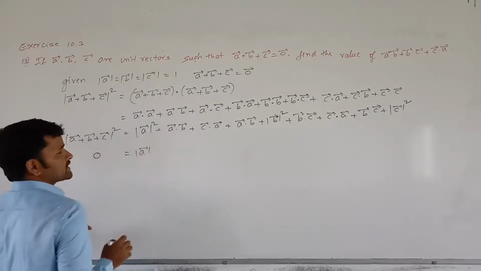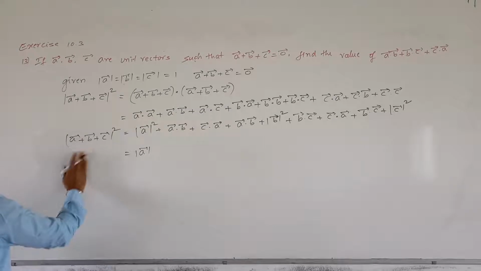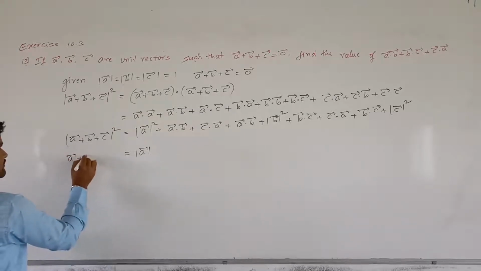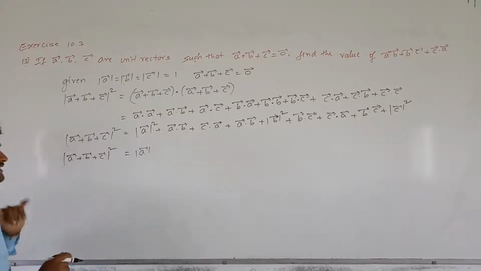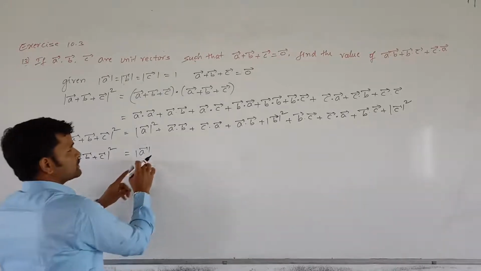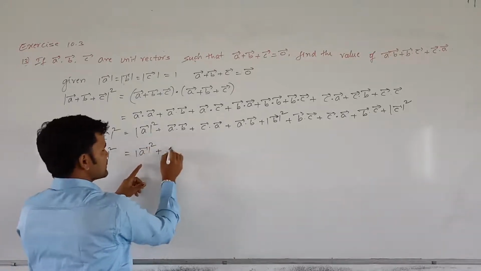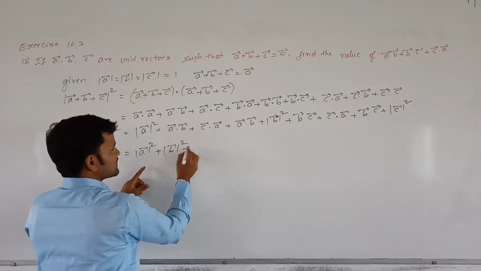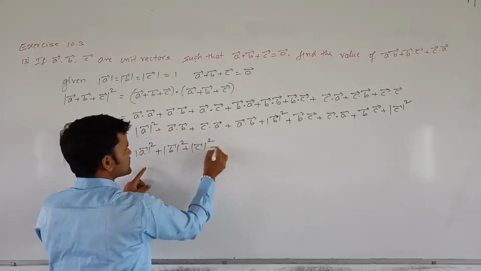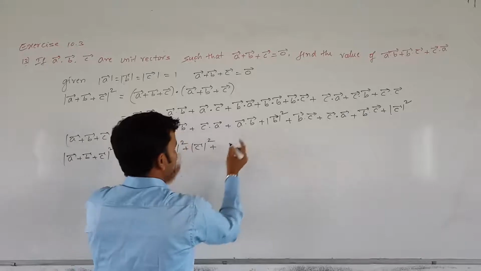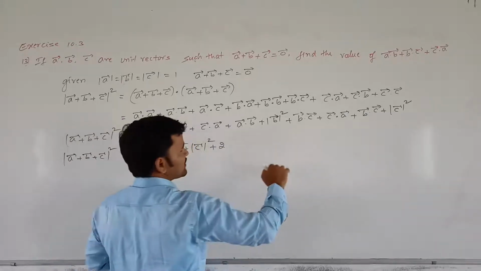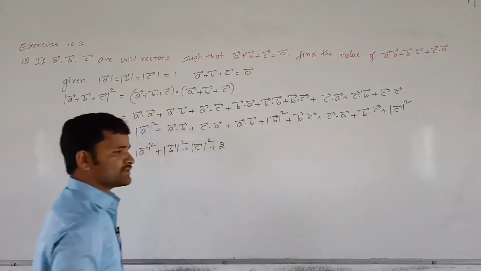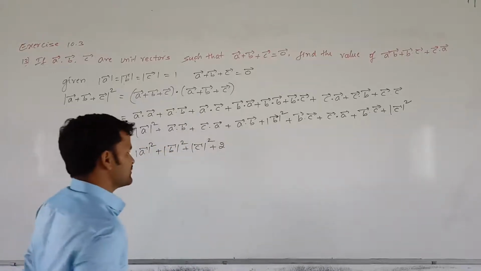Magnitude of A square. Let me write here also. I want to say one thing. Magnitude of A plus B plus C whole square. Let me write it. Later I will substitute the value. Magnitude of vector A square plus magnitude of vector B square plus magnitude of vector C square plus A dot B is 2 times. Next, B dot C is also 2 times. C dot A is also 2 times. So, 2 will be common among all those.